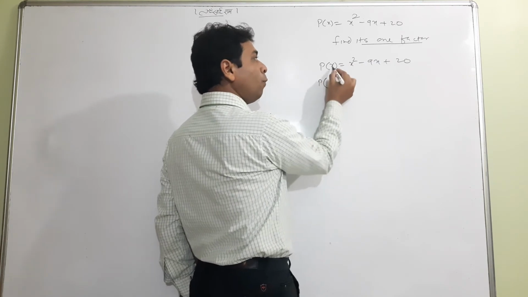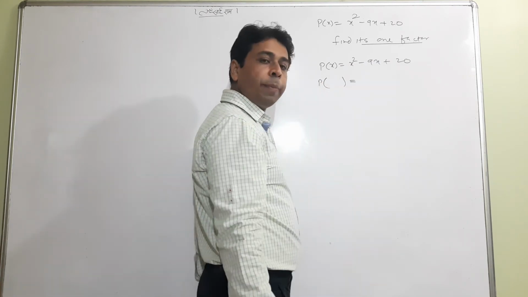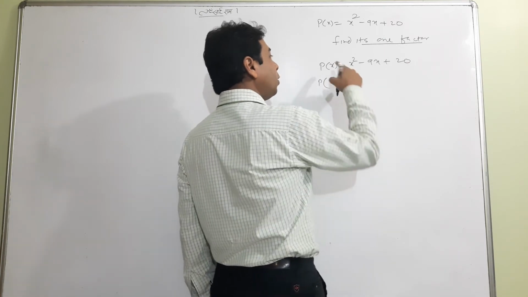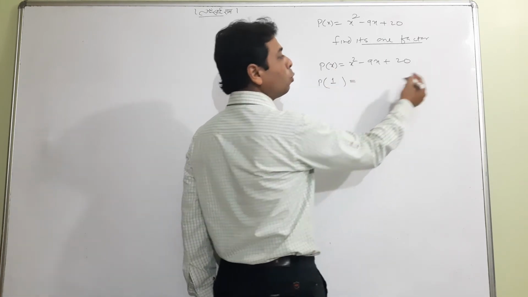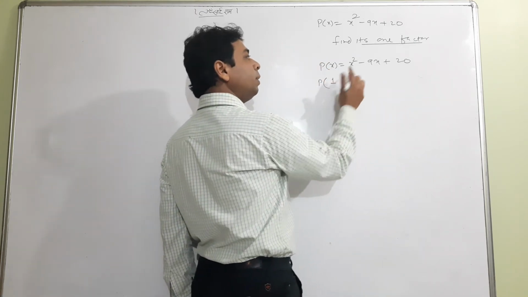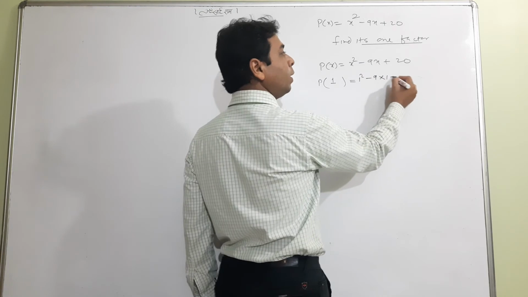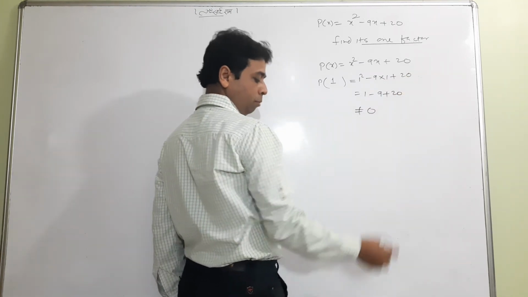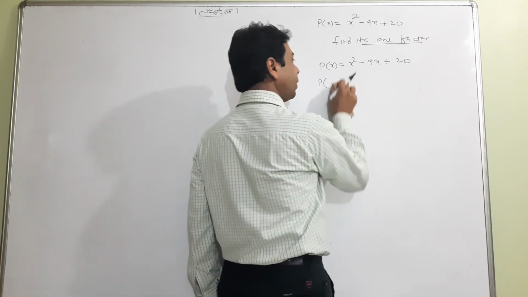Choose the value of x by your side only. You are independent to choose. Suppose x is 1. The value of x must be chosen so that the answer is 0. I tell you again, x is equal to 1. It is 1 square minus 9 into 1 plus 20, which is 1 minus 9 plus 20. It is not 0. We failed. No matter at all.